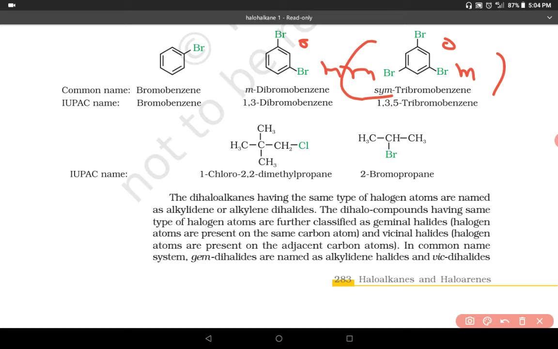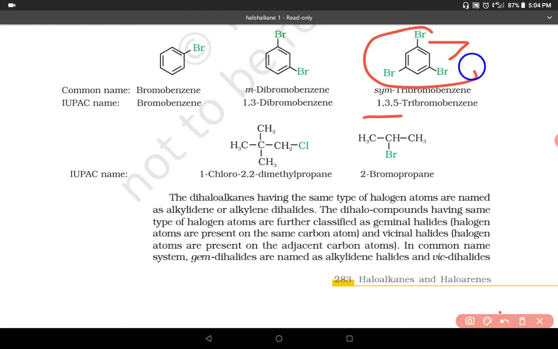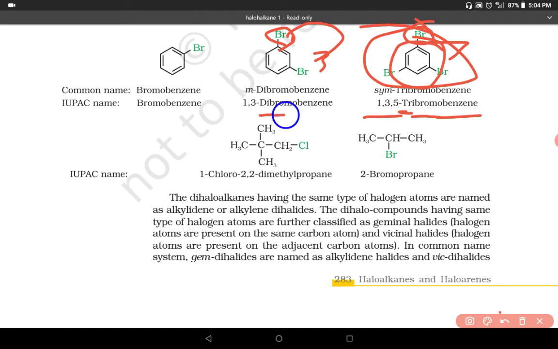Sym-tribromobenzene. The IUPAC names are very simple actually. Then common names. Here 1, 3, 5 are the positions, and how many halogens? Tri, 3. And what is that halogen name? Bromo. What is this aromatic ring? Benzene. Same here, 1, 3 is the number. What is the halogen? How many are there? 2, di. And what is that halogen? Bromo. And what is that aromatic ring? Benzene. Okay, same here, bromobenzene. It's clear?